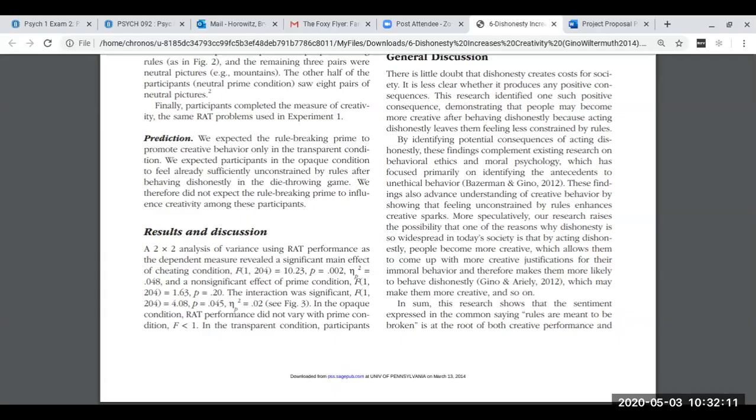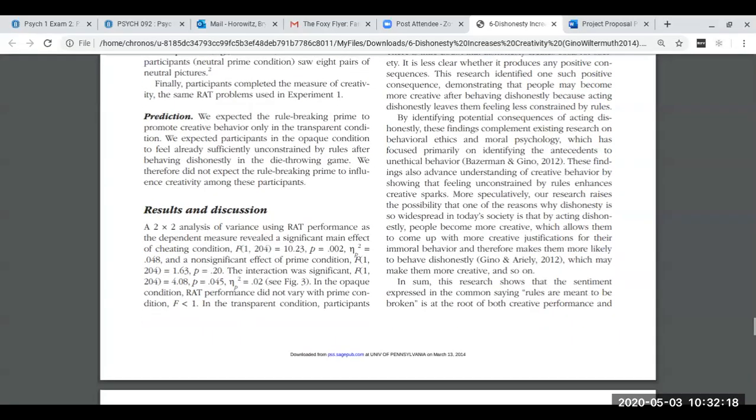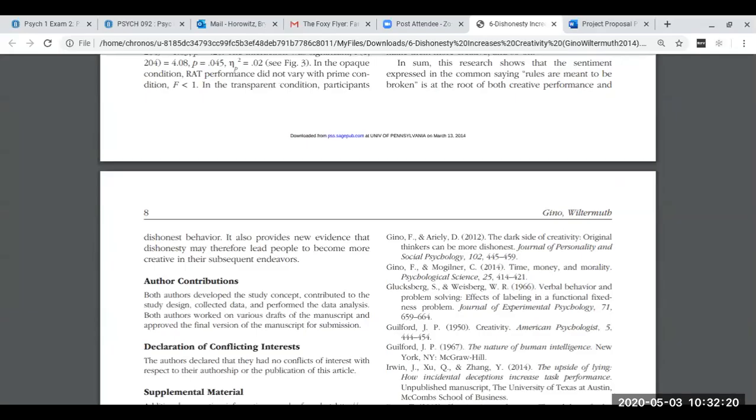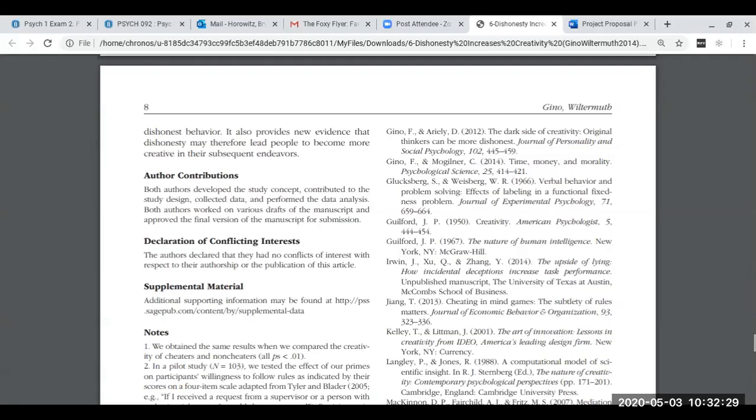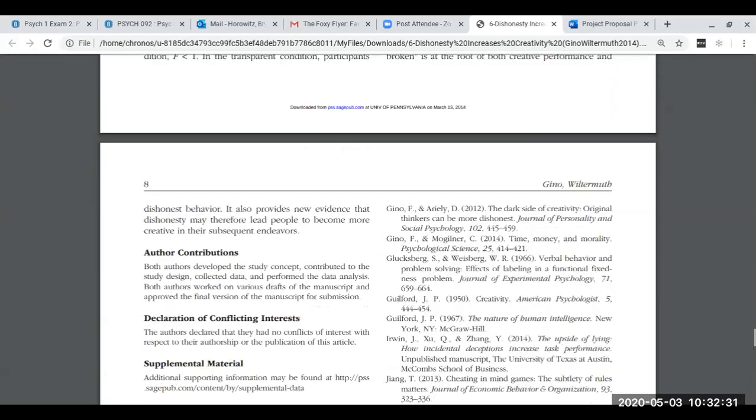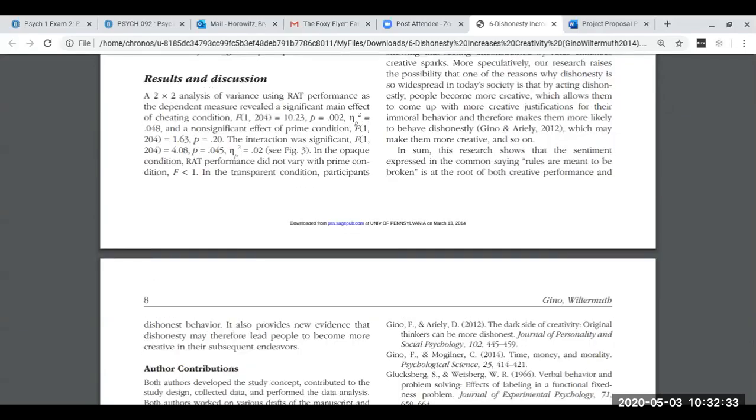In sum, this research shows the sentiment expressed in the common saying, rules are meant to be broken, is at the root of both creative performance and dishonest behavior. It also provides new evidence that dishonesty may therefore lead people to become more creative in their subsequent endeavors. So, you can use this, especially the fifth experiment, which is a true 2x2 between subject design.